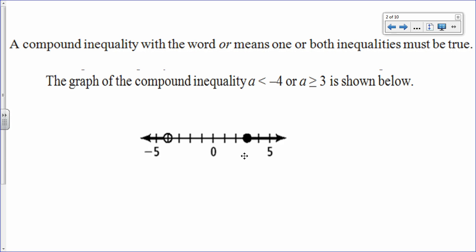For the other one, a is greater than or equal to 3, we have a solid dot at 3, and we're going to shade to the right. As long as a number satisfies one or the other inequality, it's going to be a solution.